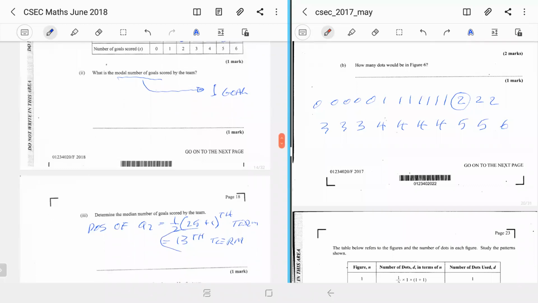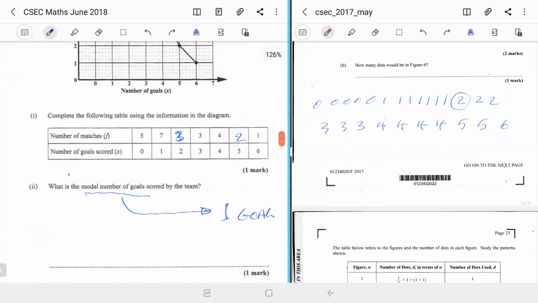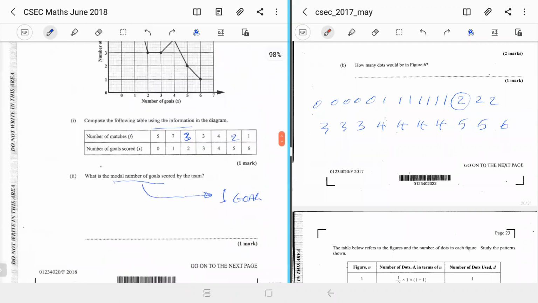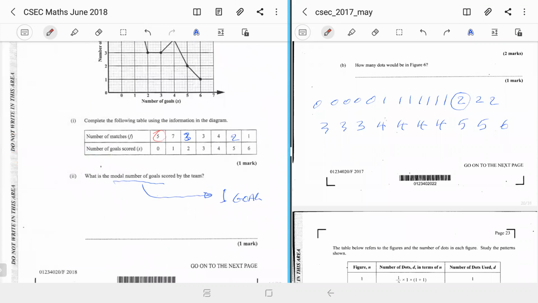So how can I find the 13th term in the table? By adding up the frequencies going this way. I want the 13th value. So let's add them up. I have 5 of them here, and 7 of them here, so I'm reaching 12 already. When we reach the line here, I have 12 values already.